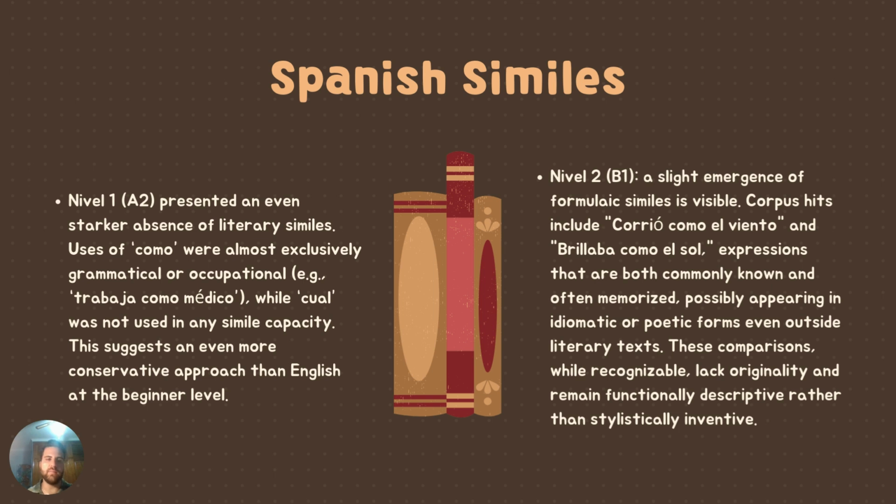Continuing with the Spanish similes, at Nivel 1, A2 presented an even starker absence of literary similes. Uses of como were almost exclusively grammatical or occupational, for example, trabaja como médico, while cual was not used in any simile capacity. This suggests an even more conservative approach than English at the beginner level. Next, at Nivel 2, B1, a slight emergence of formulaic similes is visible.